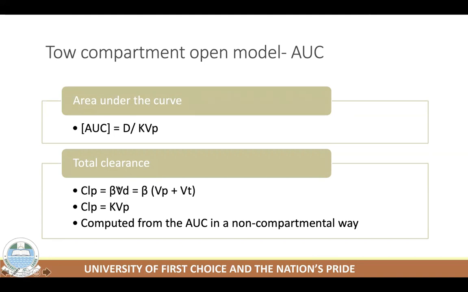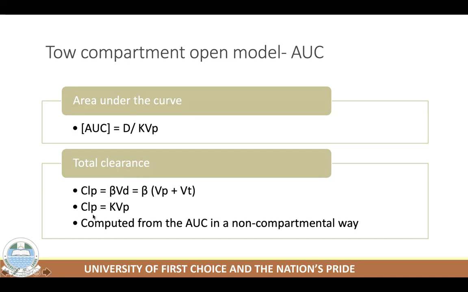Now we can substitute volume of distribution as volume of plasma plus volume of tissue. But we also know that at this point, elimination, that is clearance, is only happening from plasma. So therefore, volume of tissue will not come into play in this case. So this is why clearance from plasma is equal to K, the elimination constant, times the apparent volume of the central compartment.